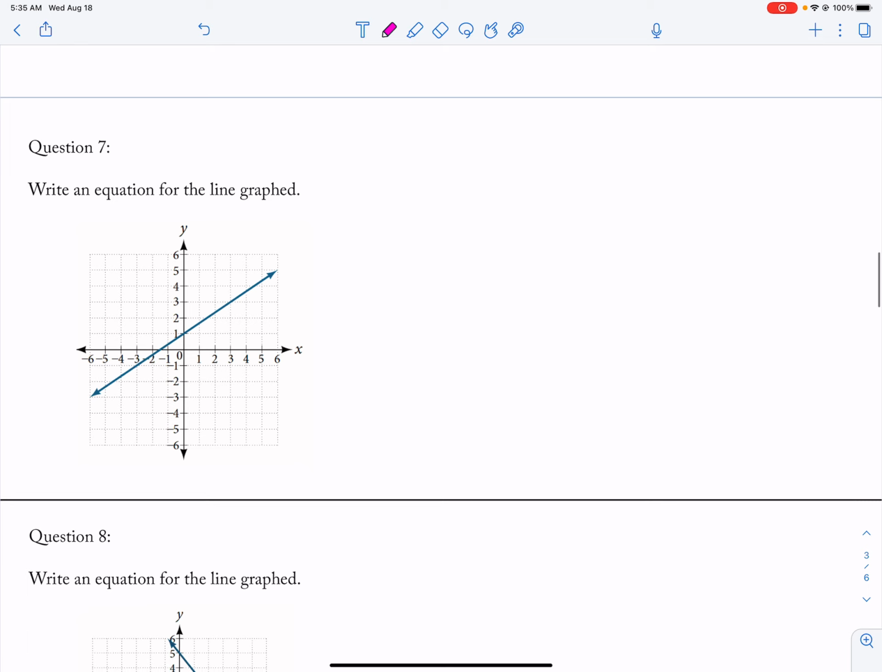Okay, write the equation of the line that's graphed. I know what my y-intercept is. My y-intercept is 1. What I notice is that from 1 I go up 2 and then over 3 to get my next point. So I can use this in slope-intercept form. So y is equal to 2/3 x plus 1. Okay, and that is slope-intercept form.